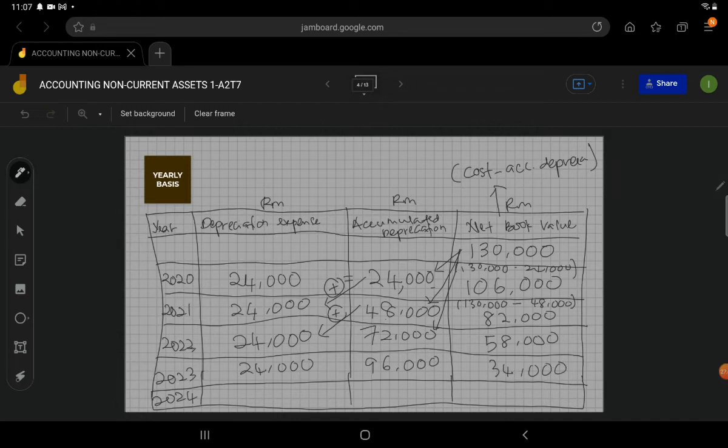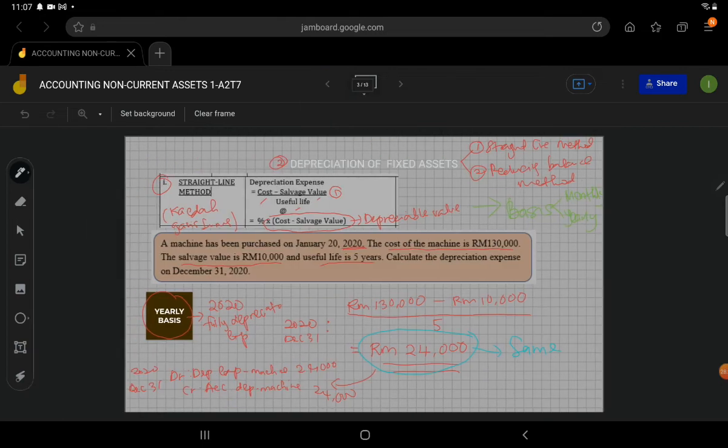Okay. At the last of the useful life, okay, sekarang dah cukup dah. Ini tahun yang pertama, 2 tahun, 3 tahun, 4 tahun, dan ni last, the useful life 2024, 24,000, right? And then 120,000, and then 10,000. Okay. Kalau kita tengok dekat sini, okay, soalan ni 10,000 tadi adalah apa? 10,000 tadi adalah salvage value.